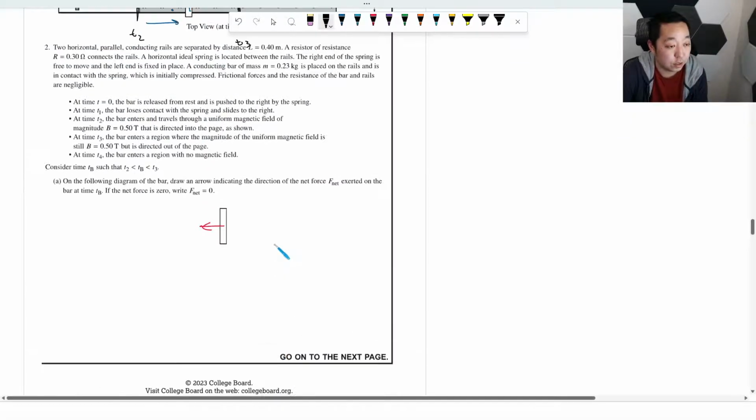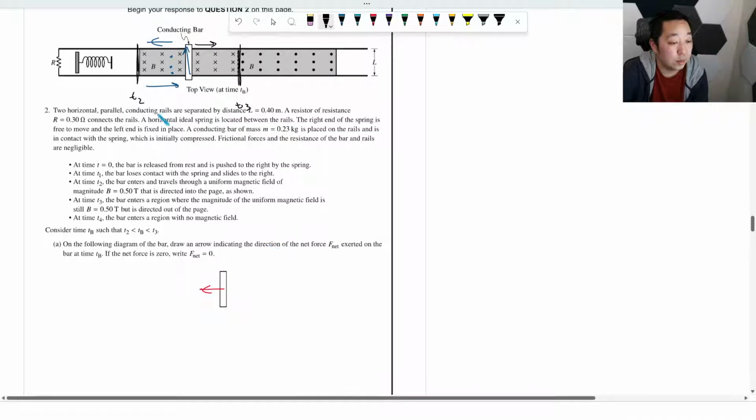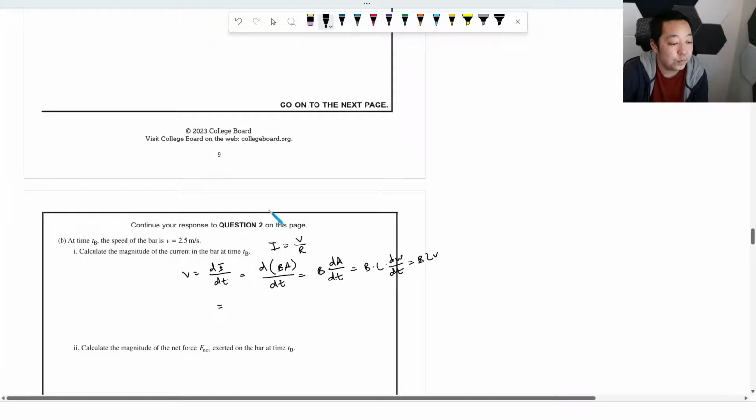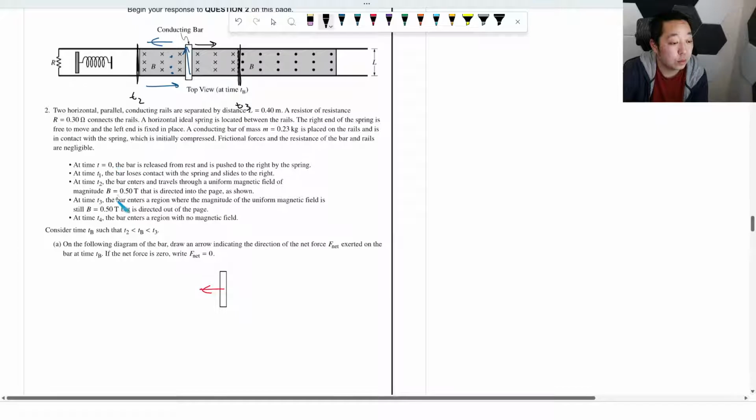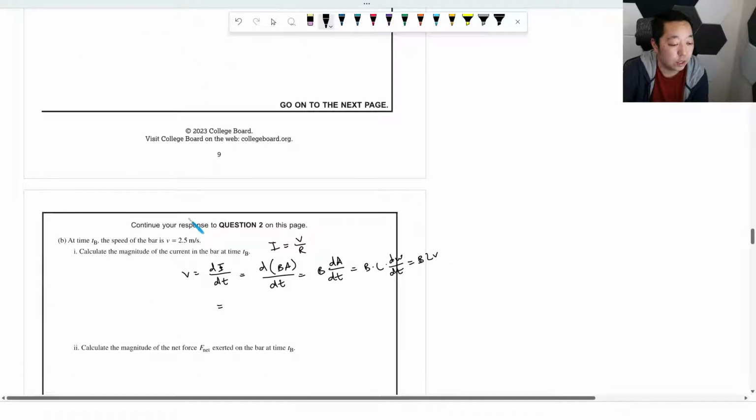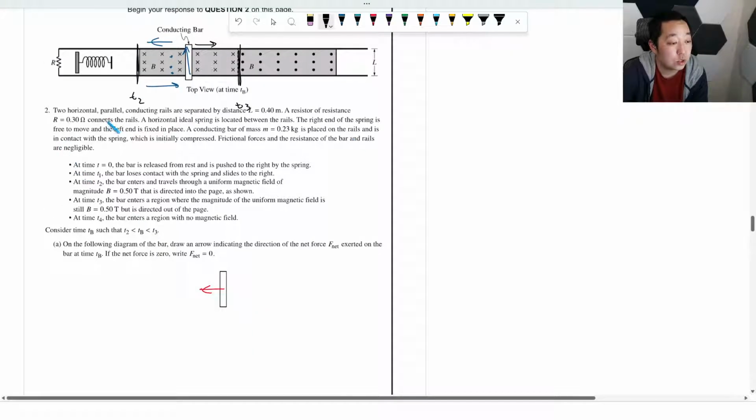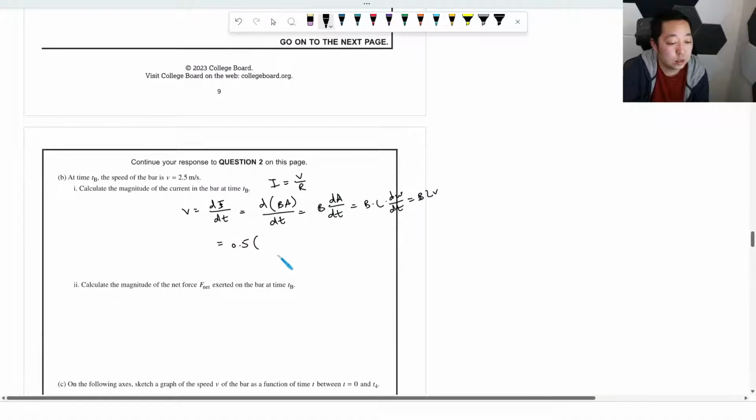So the magnetic field is, let's see, what is the magnetic field? What did they tell you? It's 0.5. Okay, 0.5. The L was, I don't know, like L is 0.4, and the velocity is 2.5.